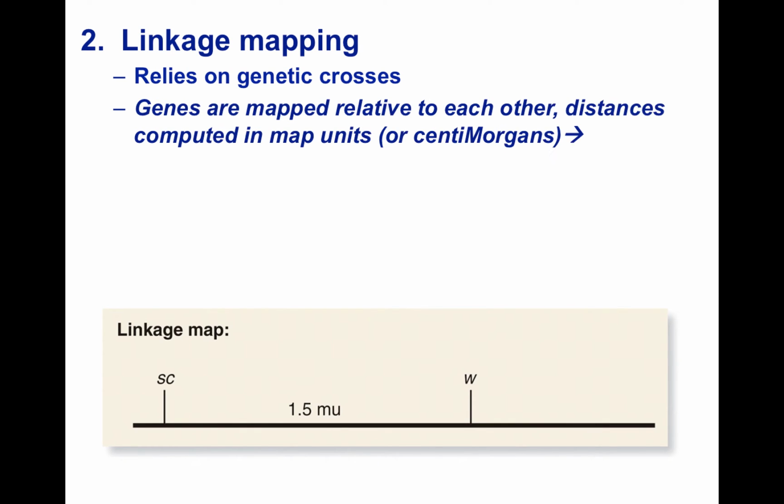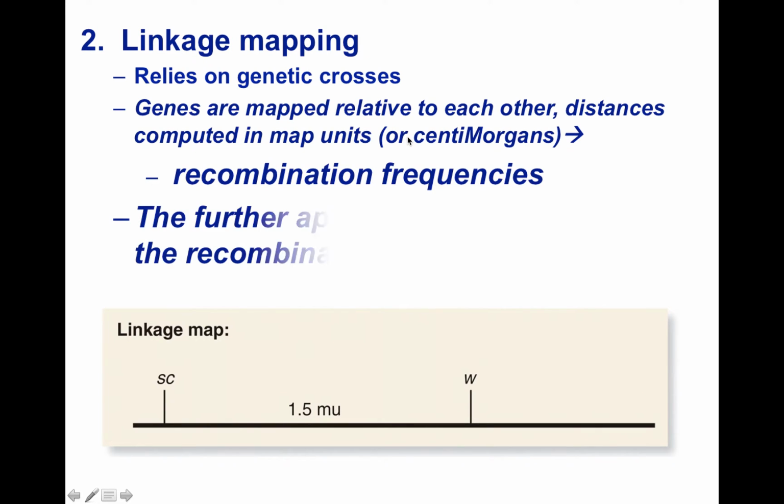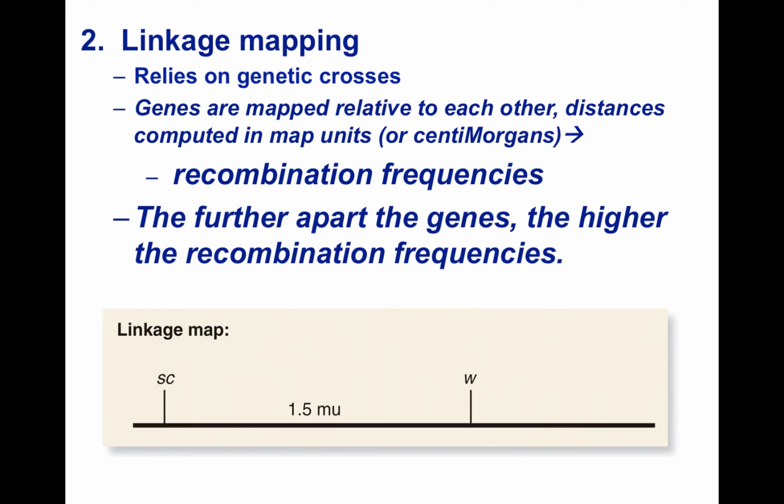Linkage mapping relies on genetic crosses. The genes are mapped relative to each other, and the distances are computed in something called map units or centimorgans, which relate to recombination frequencies. The further apart the genes are on a chromosome, the higher the recombination frequency is going to be between them, and the further away in map units those 2 genes are going to be placed on the chromosome. So this is a segment of a Drosophila chromosome. This is the scute gene, and this is the white gene. They are 1.5 map units apart.